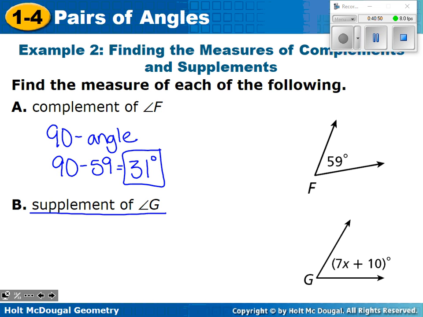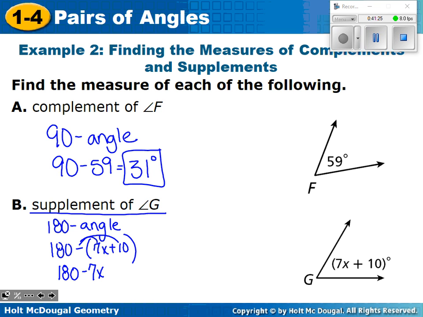Exactly. So when you see the word supplement, you're going to think 180 minus the angle. And then you're just going to plug in whatever that angle is. So in this case, it's an entire expression. 180 minus 7x plus 10. Be careful though. If you don't put that in parentheses, you're going to forget to subtract the 7x and the 10. So make sure you put it in parentheses and distribute that negative. So you should end up with 180 minus 7x. What next? Minus 10, not plus 10.